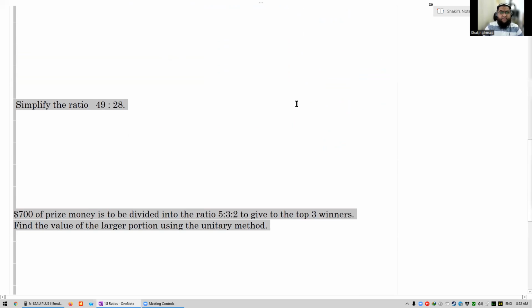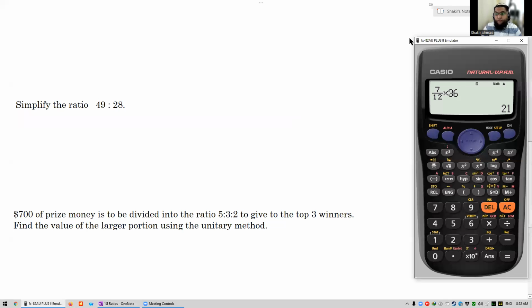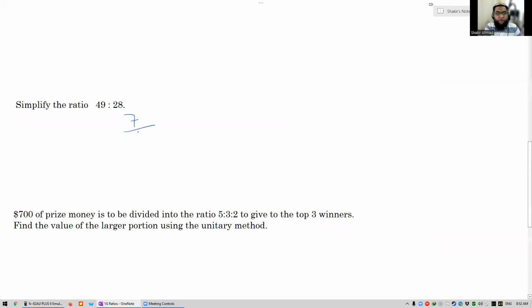Let's have another look. Simplify the ratio 49 to 28. Now, as I said, as soon as you see ratios, you should think to yourself fractions. And that's exactly what you do. You use a calculator. You write 49 over 28. And the answer's there. The calculator will simplify the ratio for you, and you get 7 over 4. 7 over 4. And so, a very quick summary.